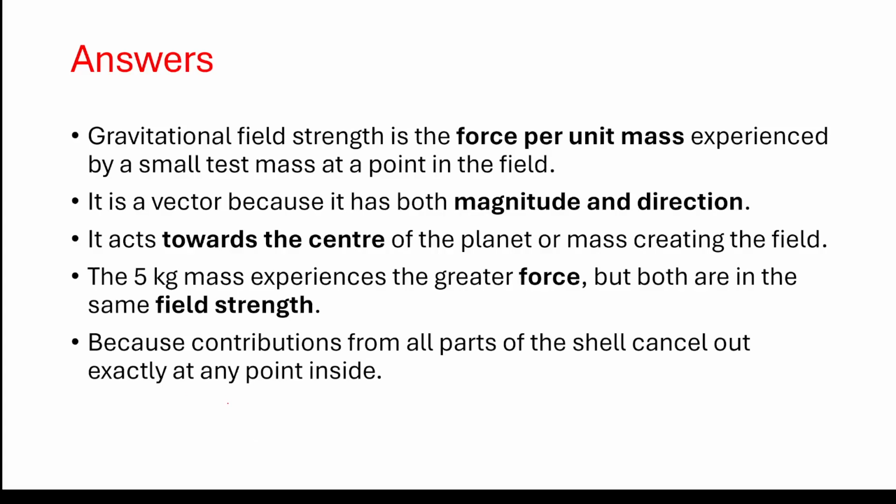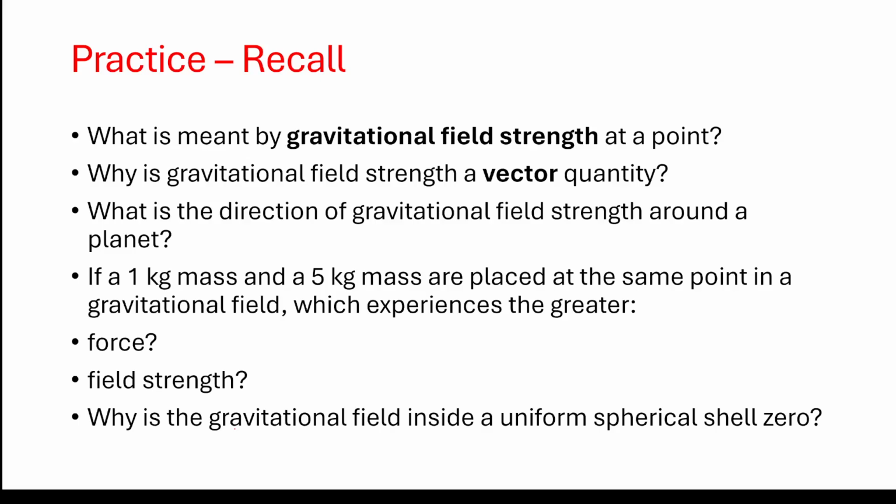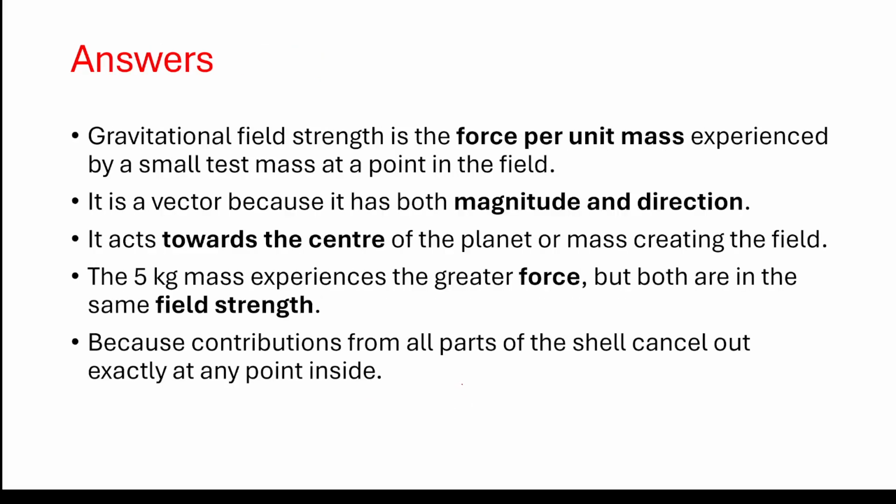Now I'm just going to explain the last part here, just going back. Why is the gravitational field inside a uniform spherical shell 0? So I'm just drawing here. This is a shell. Imagine this shell is like a chocolate egg, completely empty inside, and the mass is only on its circumference.